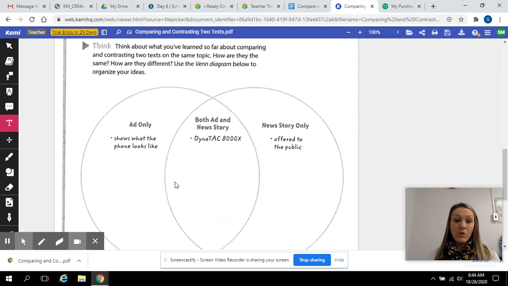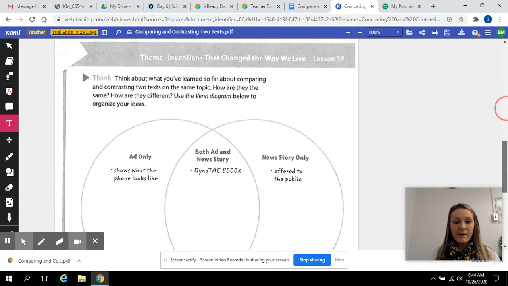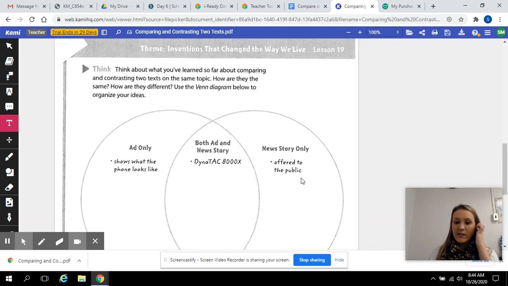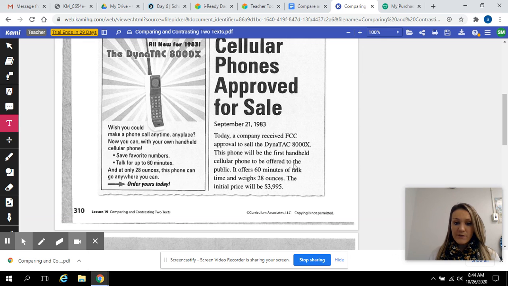Okay, so let's identify how they are different. So first they did one for you. On the ad, it shows what the phone looks like, okay? But on the news story, it doesn't. So there's one difference, okay? And then over on the news story, it said it's offered to the public. So right here it says offered to the public, and over here it does not tell me that.